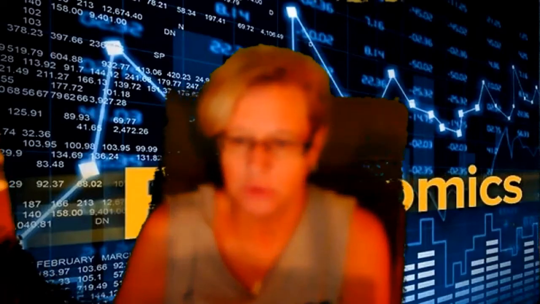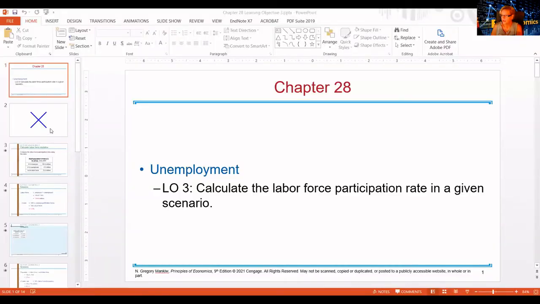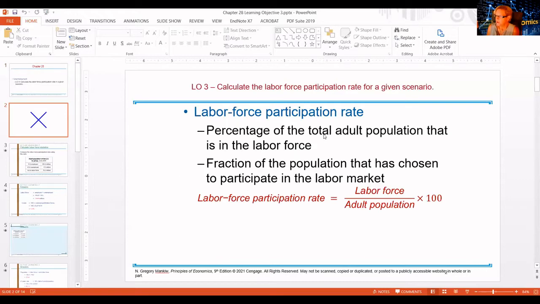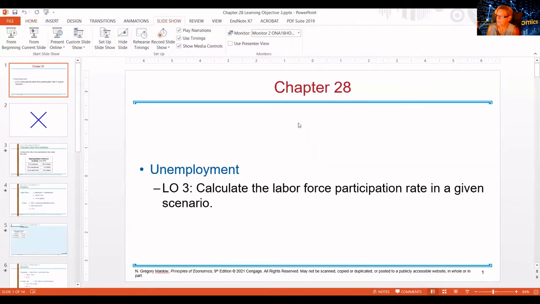So let's go ahead and I'll share my screen with you. Okay. Okay, that's a little strange. Okay, this is weird. All right, so we're going to calculate the labor force participation rate in a given scenario. And let me go ahead and start my slideshow.